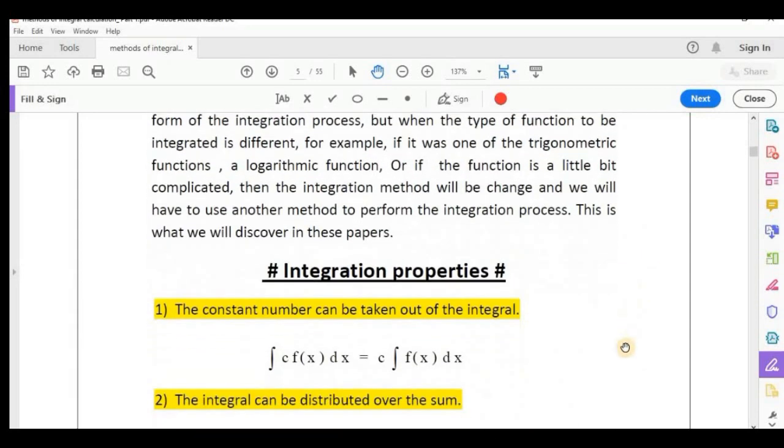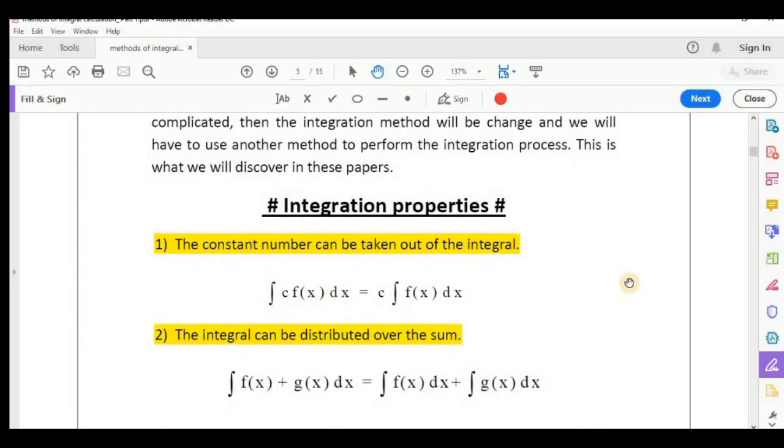Let's go to another point, the integration properties. The constant number can be taken out of the integral. As you can see here, the constant number c, we can take it outside the integral.